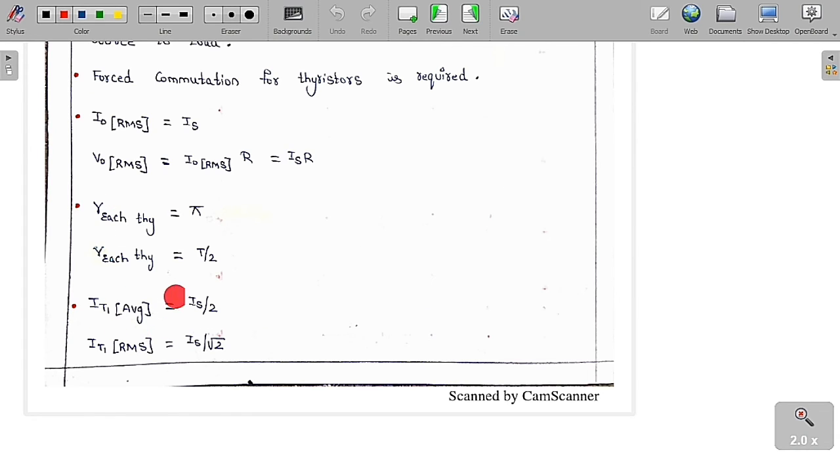If you want to find the average value of the thyristor current T1, it is IS into T by 2 by T, which is IS by 2. If you want to find the RMS value of the thyristor current T1, it is IS into under root of T by 2 by T, which is IS by root 2.